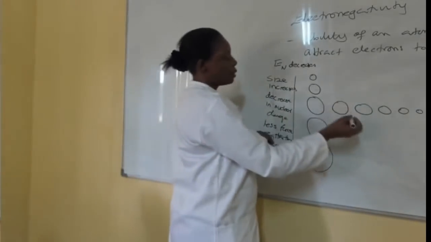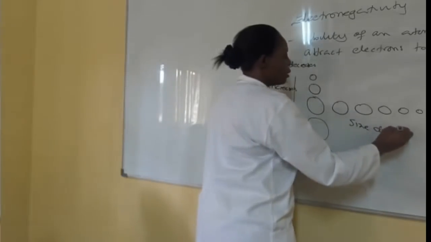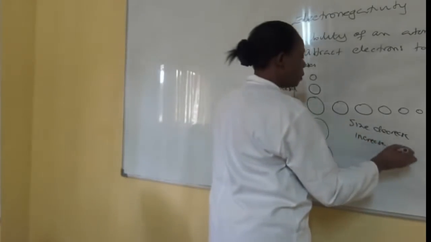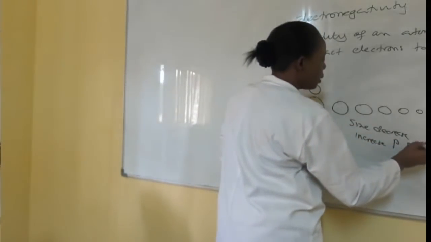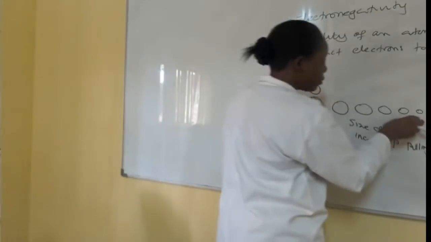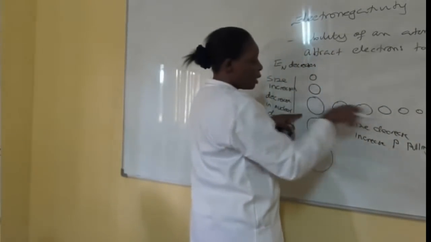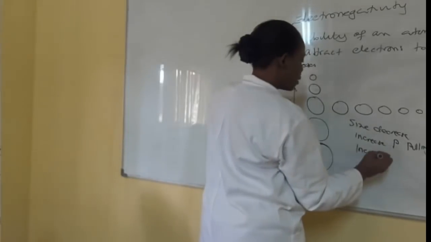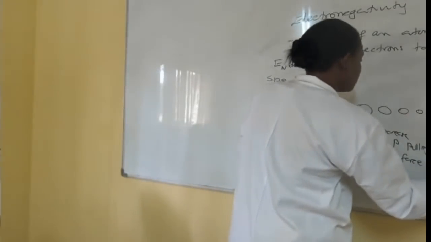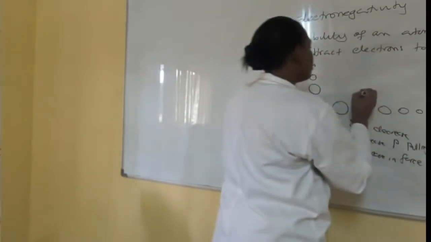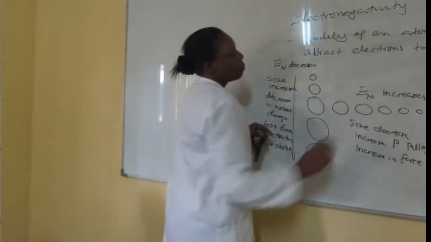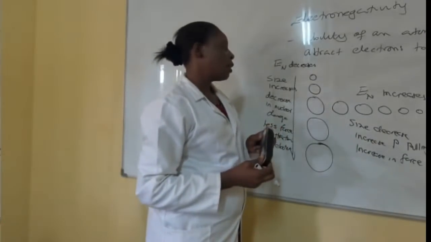And then from left to right, size decreases, and there's an increase in proton pulling power, which is eventually the effective nuclear charge. So the force of attraction for electrons increases as you move from left to right. Therefore, electronegativity increases from left to right across a period.